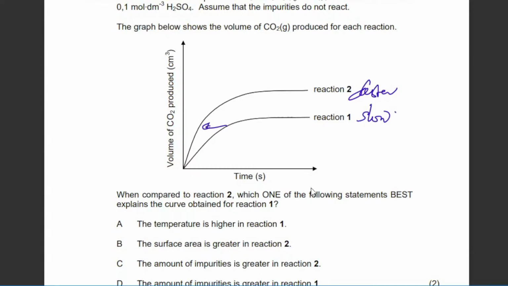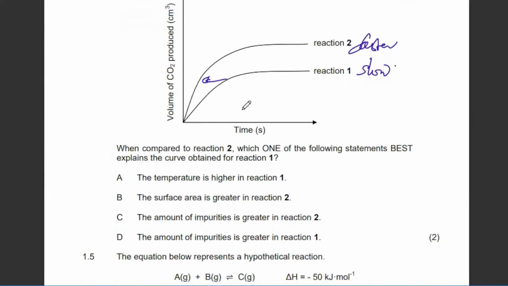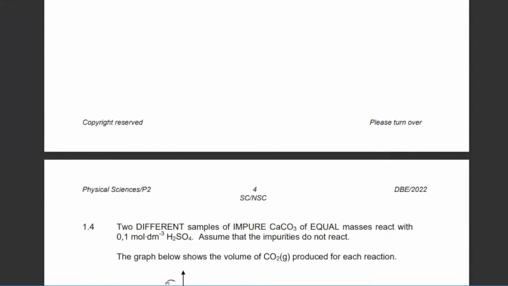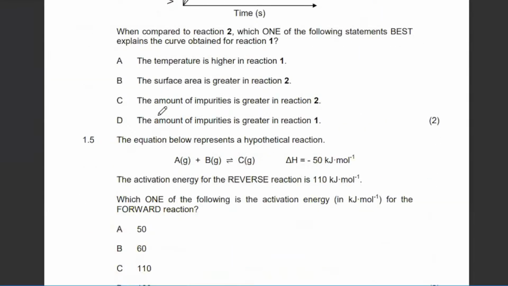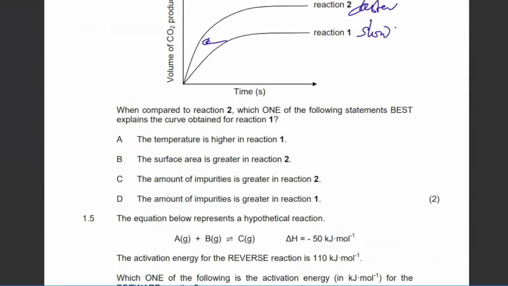So what are they saying here in the question? They're saying that the temperature is higher in reaction 1. No. The surface area is greater in reaction 2. It's a gas.